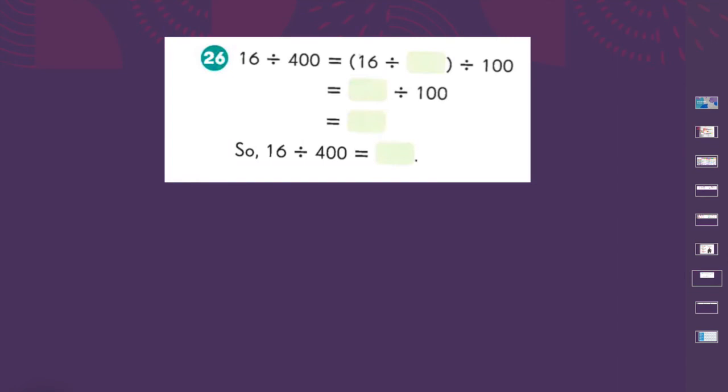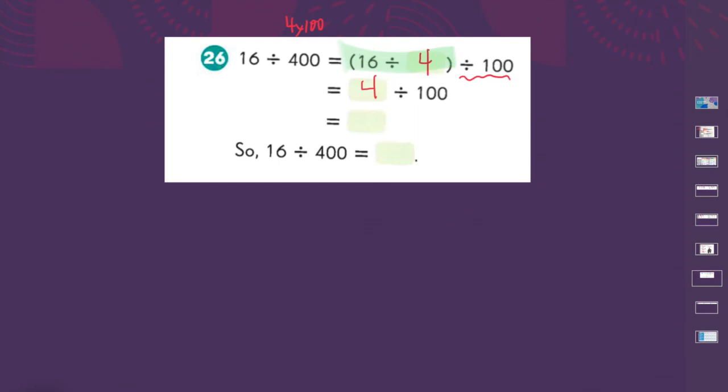Let's look at another one where we are dividing by a multiple of 100. So we have 16 divided by 400, and we know that 4 times 100 is 400, so 400 is a multiple of 100. So because we know that, we can do 16 divided by 4 divided by 100. This is a basic fact we should know, 16 divided by 4. And 16 divided by 4 is 4.